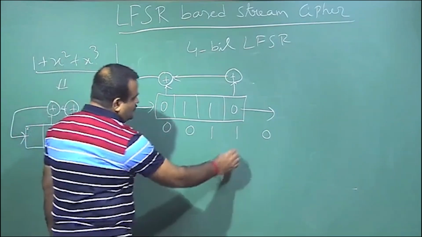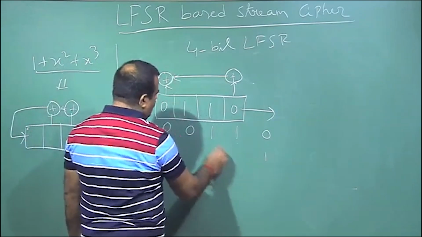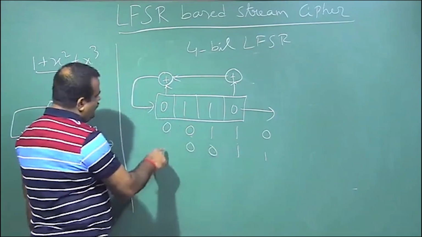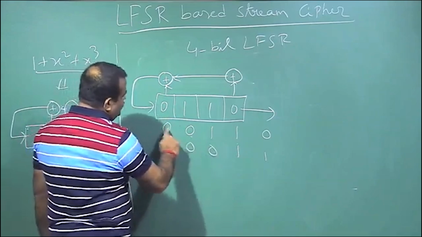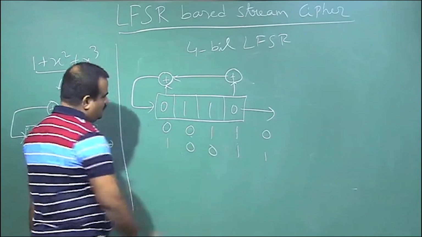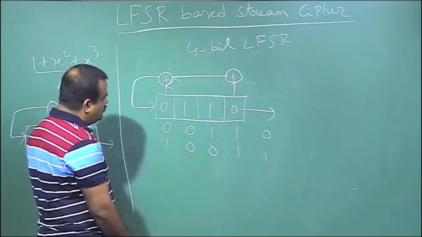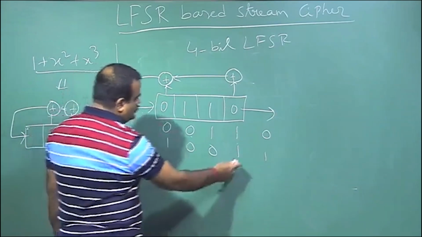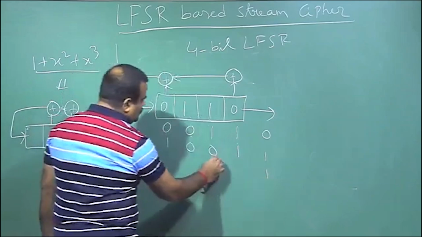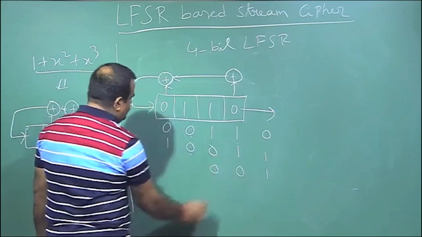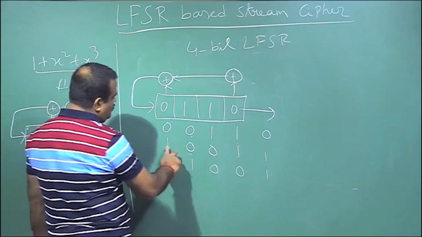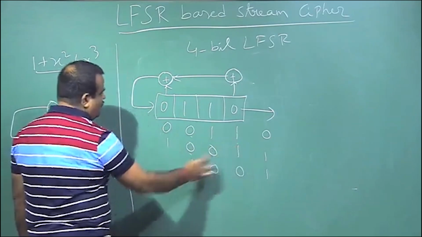Now next, this will be output, this will come here, this will come here, this will come here, and again this will be the XOR of this and this. So, this is 1. If we continue like this, in the next clocking this will come here, this will come here, this will come here, and the XOR will be this, and this is the current state of the LFSR.